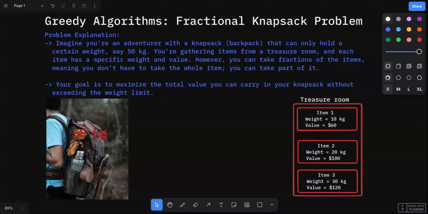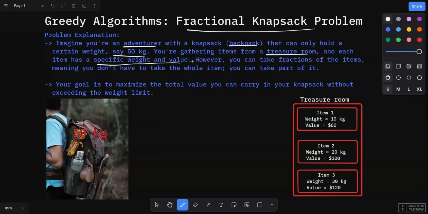The second problem we're going to look at is the fractional knapsack problem. Imagine you are an adventurer and you have a knapsack or a backpack that can only hold a certain weight. Let's say it holds 50 kgs of weight. Now you're gathering items from a treasure room, and each item has a specific weight and value. However, you can take fractions of the items, meaning that you don't have to take the whole item. You can just take a part of it.